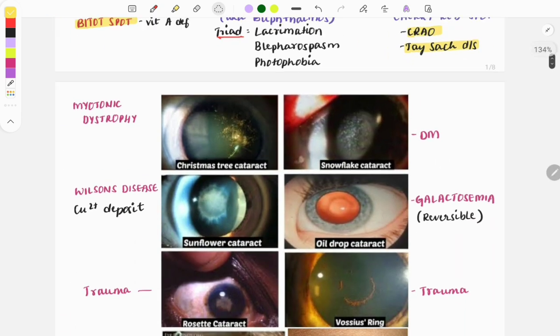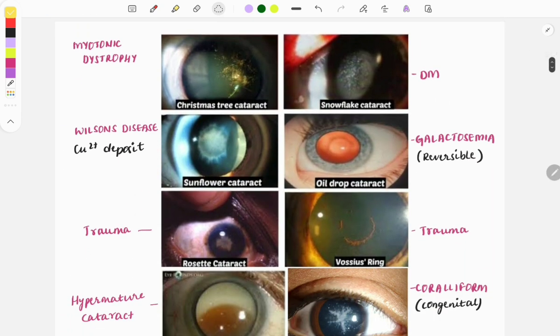Moving on to the next images, the images of the cataract. Cataract also a very, very important topic. One question from the cataract is a must. So questions can be asked either on the treatment of the cataract or the steps involved in the surgery of the cataract or the types of the cataract, which we will look at now along with the images.